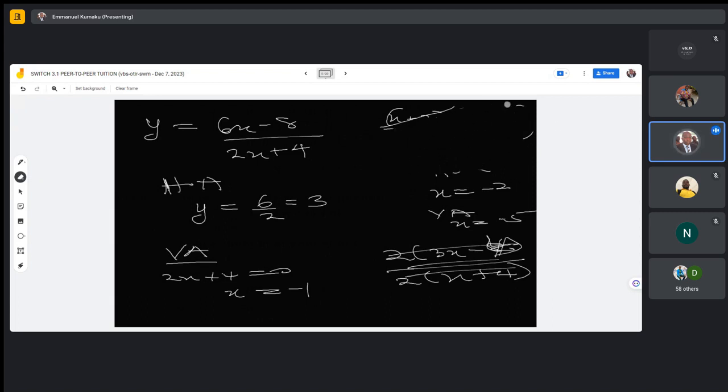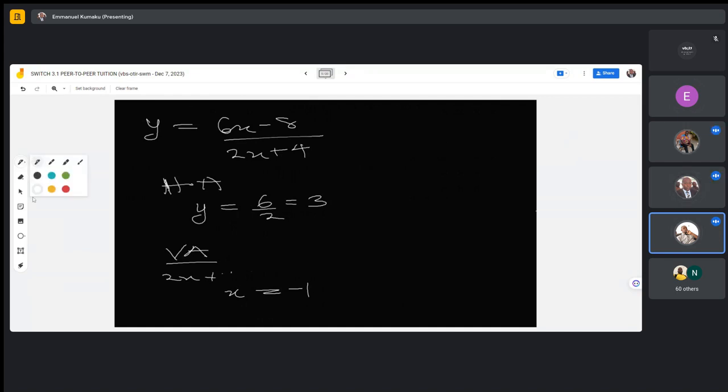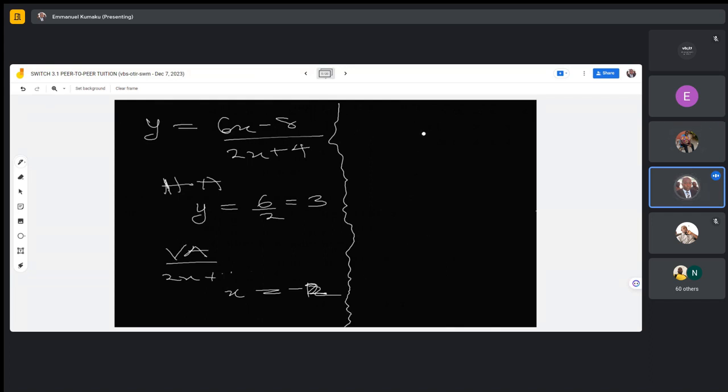Then you can be asked to state the domain and the range. The domain is all values of s except the VA, which is minus 2. Okay, let me do that correction. Thank you very much. So it is negative 2. Correct. These are some of the petty mistakes one is bound to make during the exams.